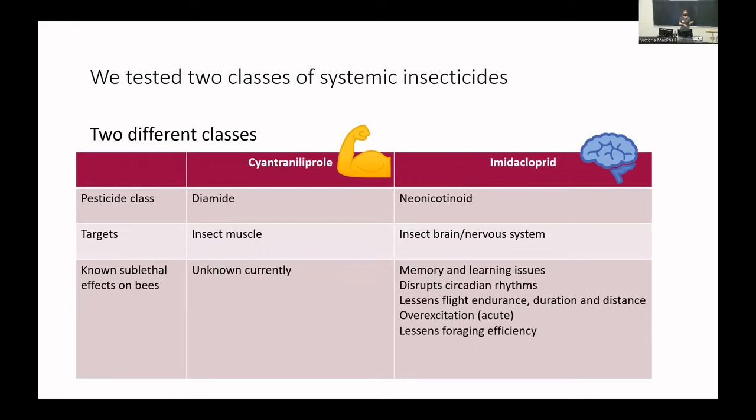The other one is a newer class of pesticides called cyantraniliprole. It's in the diamide class. It acts on muscles. So that could really impact flight because bees obviously need to use their flight muscles to fly. But we don't know a lot right now about the sublethal effects of this class of pesticides and cyantraniliprole in particular. But it is less toxic than imidacloprid. So the thought is that if we're going to start replacing neonics with something else, and this less toxic one is better, that this would be potentially a better alternative.